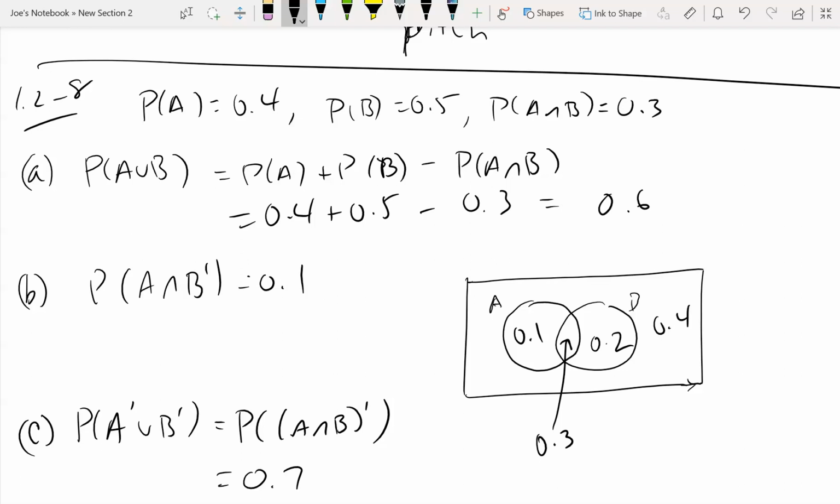How does that work exactly? Because to me, just based off of looks, it looks like everything that's not in either A or B. So I would assume it's 0.4 outside. So how does that work?